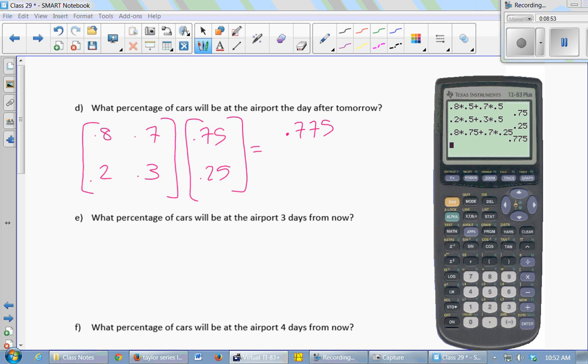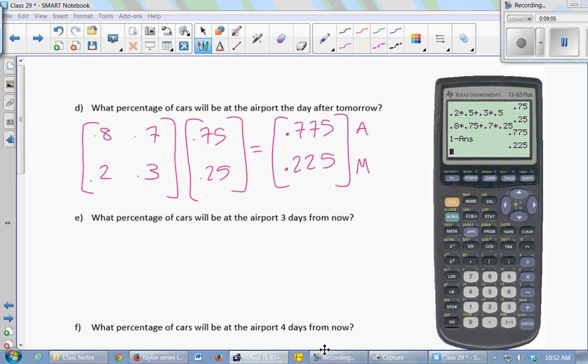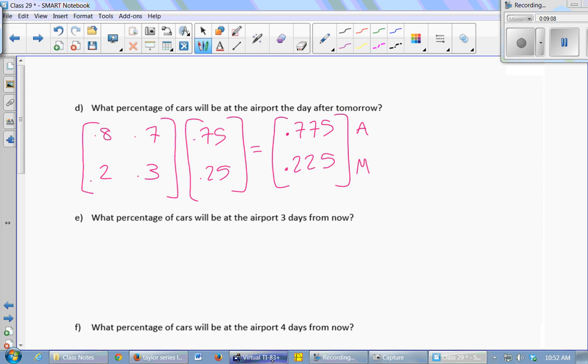And assuming I did that right, the next entry should be 1 minus that, because the two things should add to 1. That's airport, Main Street. So 77.5% of the cars are expected to be at the airport the day after tomorrow. It's not necessarily half a car, because it's a percentage, right? So if there are 1,000 cars, you wouldn't have half a car. If there were 100 cars, there'd be half a car.